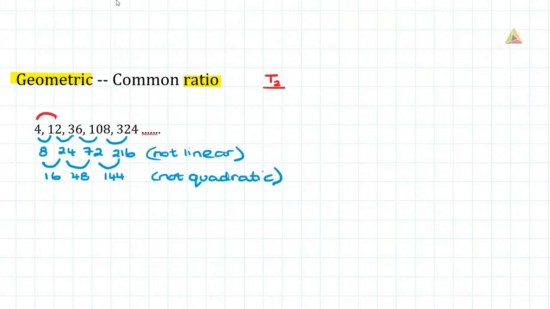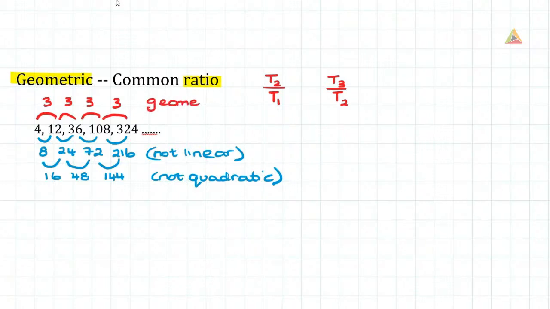So I'm going to say T2 divided by T1. In this case, 12 divided by 4 gives me 3. T3 divided by T2, which is 36 divided by 12, gives me 3. 108 divided by 36 gives me 3, and 324 divided by 108 gives me 3. So because I get the same number when I divide the terms, that tells me that this is a geometric sequence.